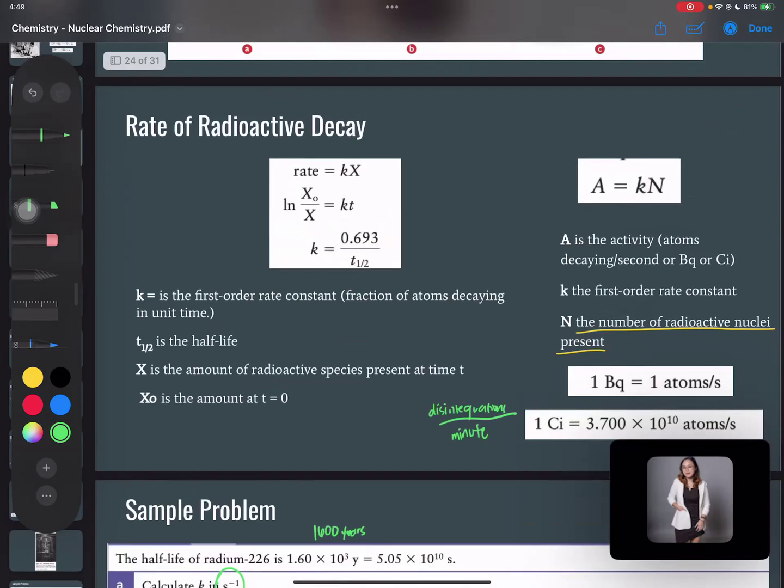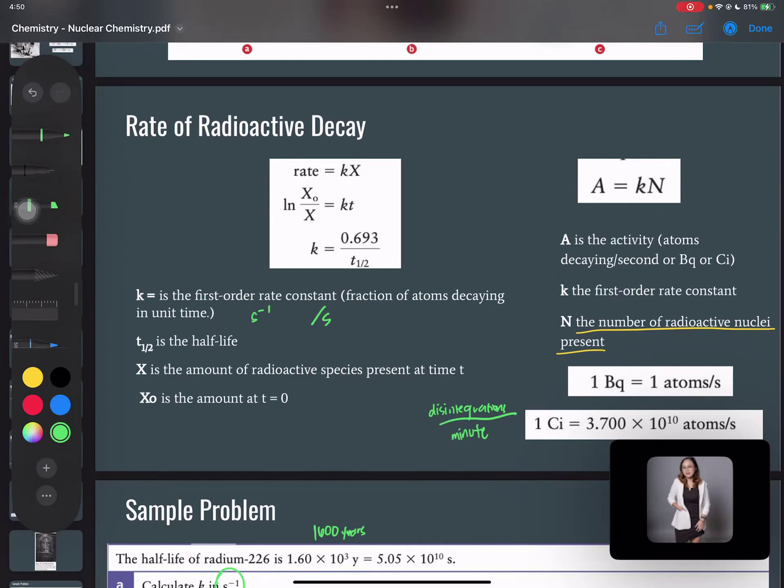Now let's proceed to computations regarding rate of radioactive decay. The rate of radioactive decay indicates how fast a radioactive isotope decays. We have the following formula: rate is equal to kx, where x is the amount of radioactive species present at that certain time, and k is the fraction of atoms decaying in unit time. The unit for k is usually s^-1, or over s. It's the same. Half-life is usually in years or seconds or in minutes.